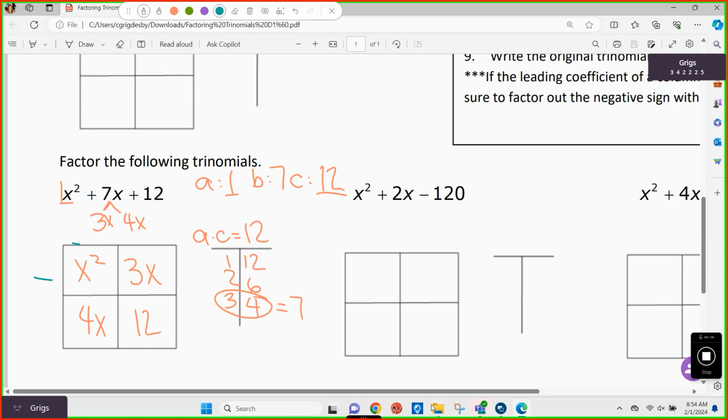Alright. What times what gives me x squared? X and x. Okay, x times what gives me 4x? 4. X times 3 gives me 3x. And then let's check. 3 times 4 gives me 12. So when I list out my polynomials, yes. So if Cameron did 4 right here, he probably got x plus 4, x plus 3, right? There we go. It's not too crazy, right?